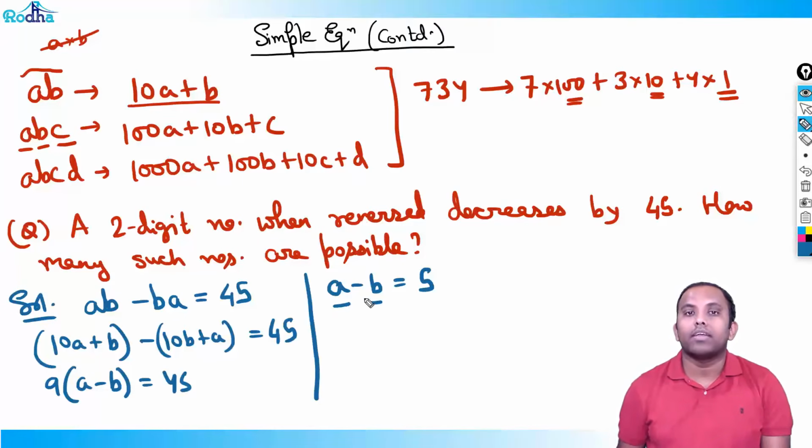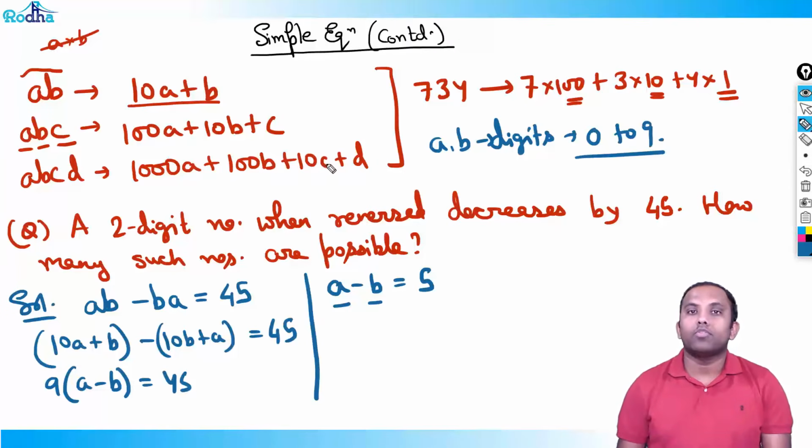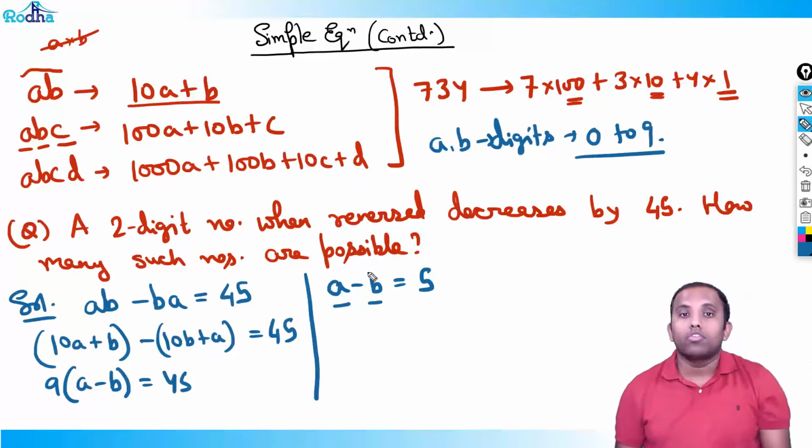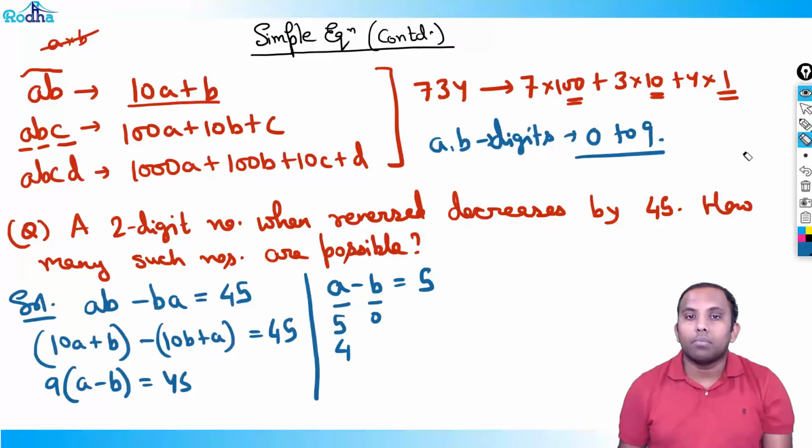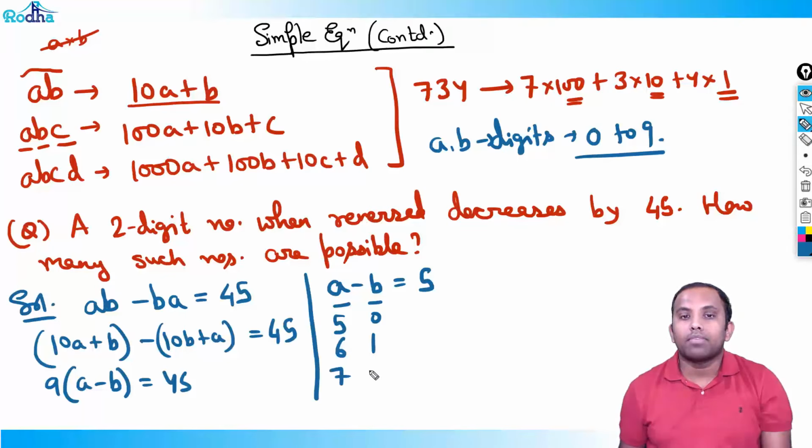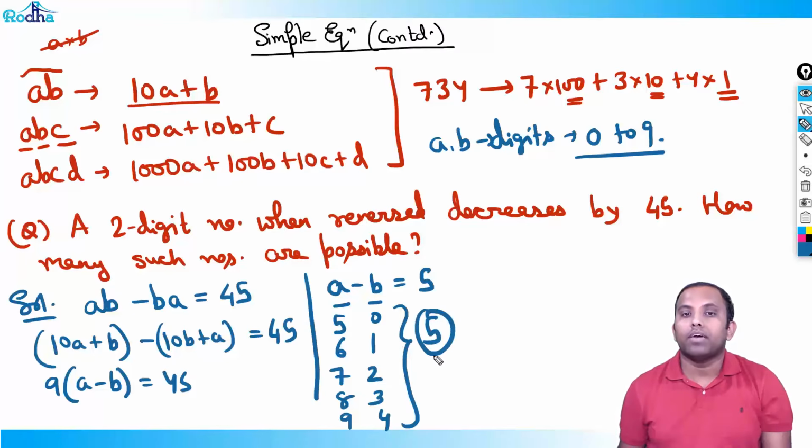If A minus B is 5, how many cases are possible? Because A and B are digits, digits will always be from 0 to 9. A can be 5, B can be 0. A can't be 4, because B will be negative in that case. A can be 6, B can be 1. A can be 7, B can be 2. A can be 8, B can be 3. A can be 9, B can be 4. So how many numbers are possible? 5 numbers: 50, 61, 72, 83 and 94.